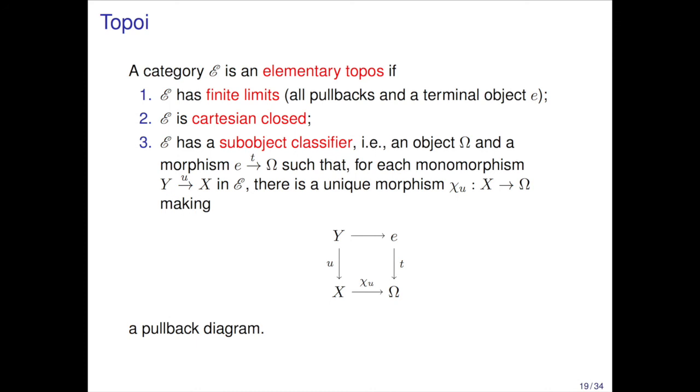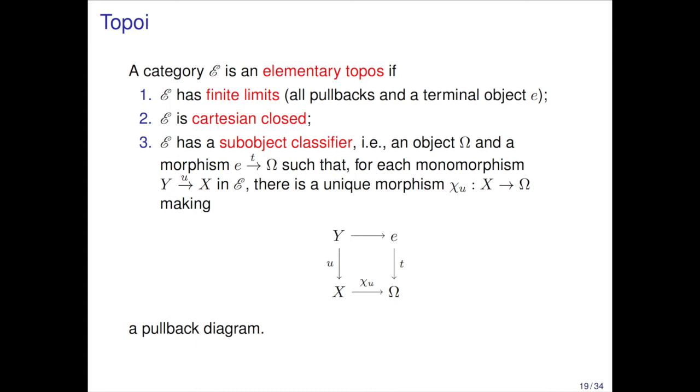In the category of sets, a subobject classifier is just a two-element set, 0, 1. It's useful for expressing characteristic functions of subsets. If you take a set X and a subset Y, you can write the 0, 1 valued characteristic function of Y inside X. This is all I'm saying here.